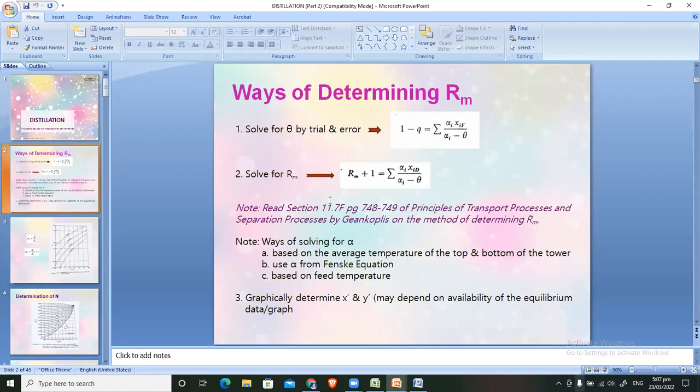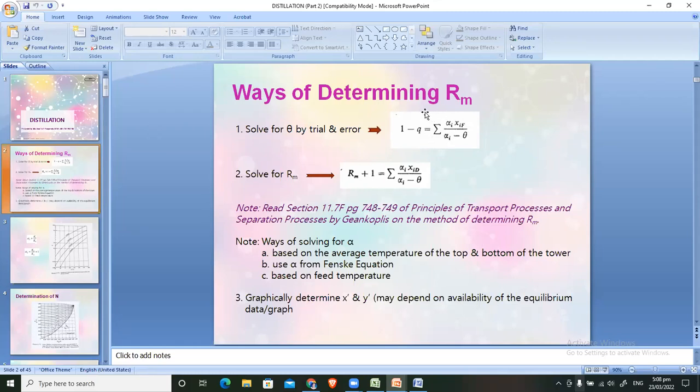How do we determine the minimum reflux ratio? We have to solve for theta by trial and error using this particular formula. This is taken from John Couples. If you're going to solve for theta by trial and error using this formula, you are to determine first the Q. You need the Q, and you need the alpha sub I here, and the mole fraction of I in the feed.